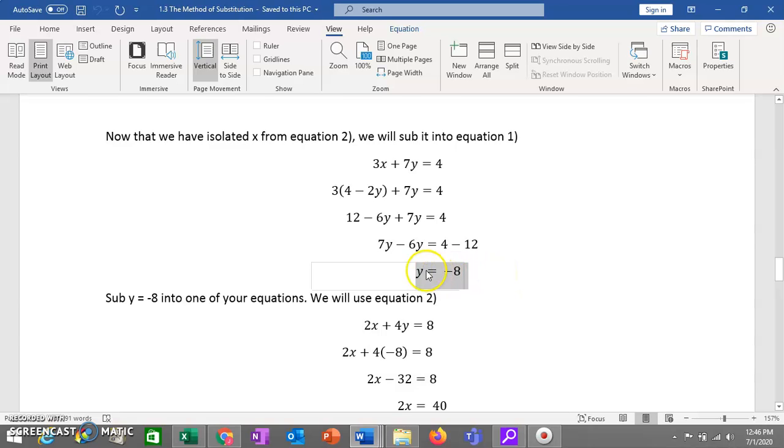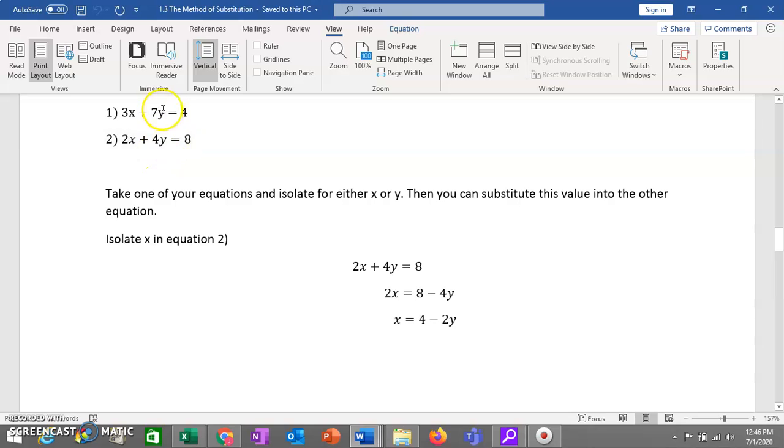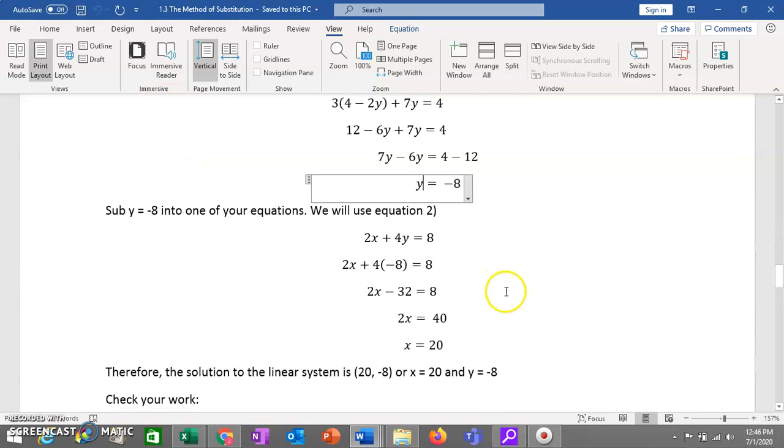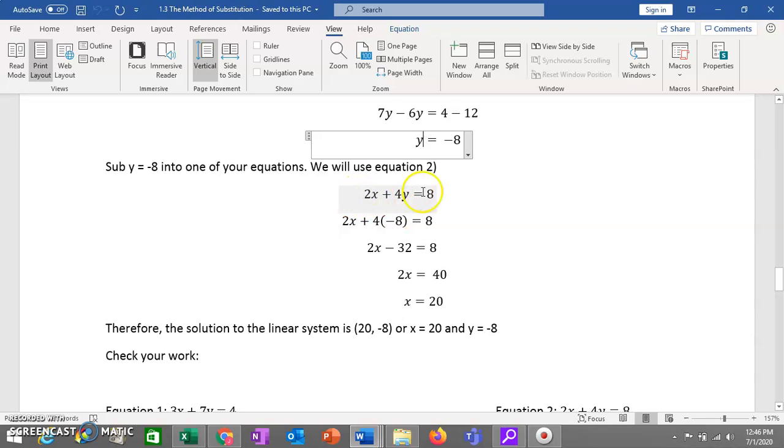All right, now I've got to find the other one. So y equals negative 8. I'm going to put negative 8 into either one of these equations to figure out what x is. I'm going to put it into the second equation: 2x plus 4 times negative 8 equals 8. Again, I've replaced y with negative 8. 2x minus 32 equals 8. Bring over the negative 32, so that gives you 40. Divide both sides by 2, x equals 20.